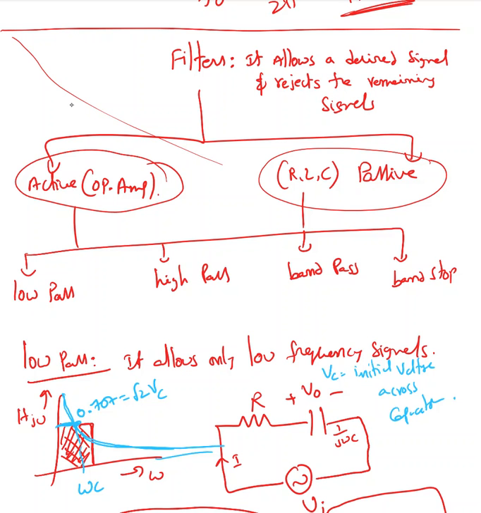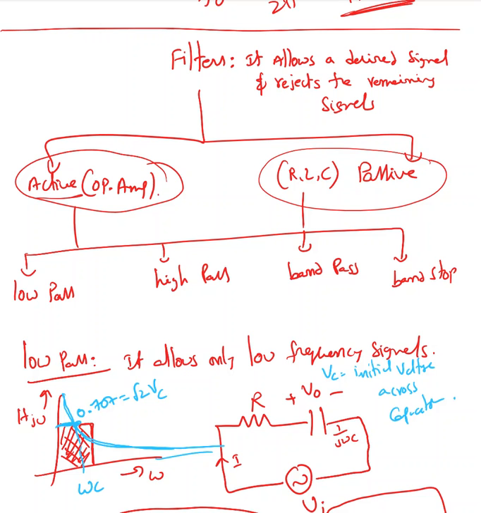In this video, I'm going to talk about filters. A filter is a device which allows a desired signal and rejects unwanted signals. So it's basically an electronic device. There are two types of filters.